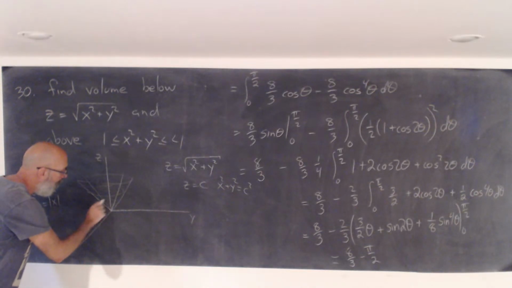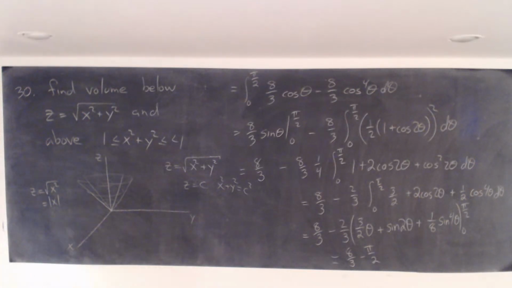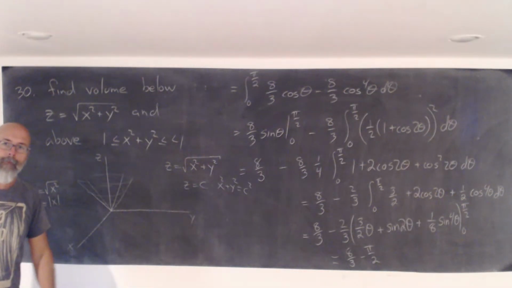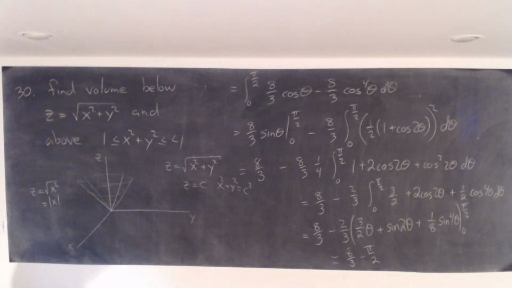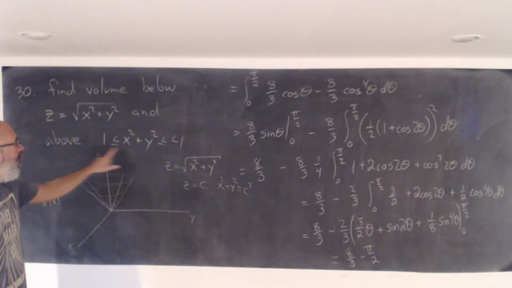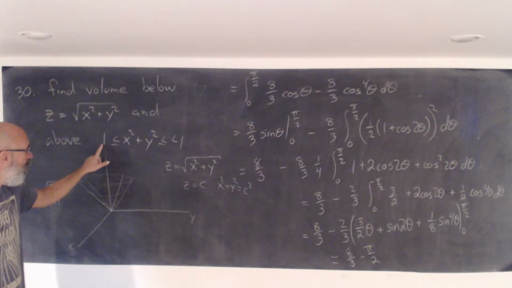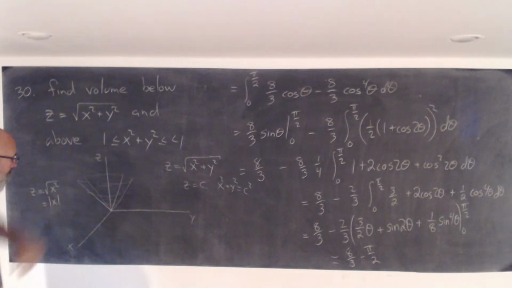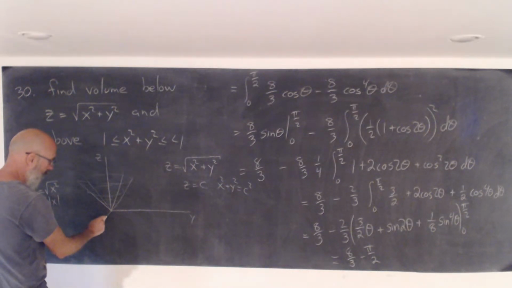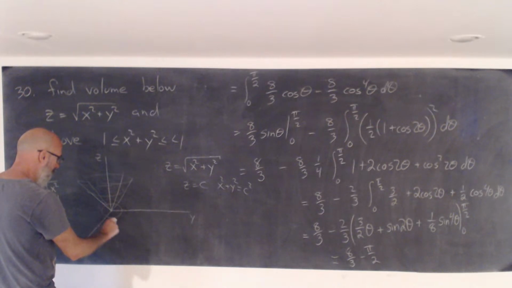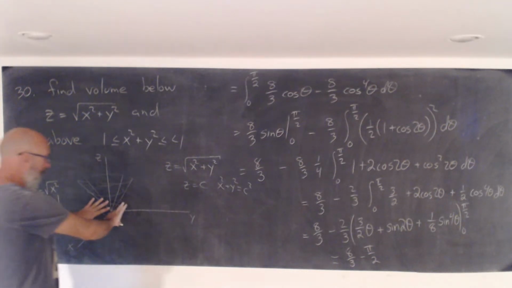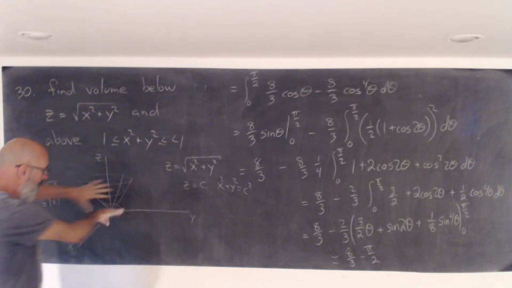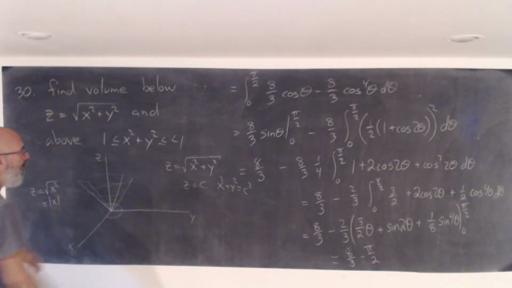You have this cone shape along the z-axis. And then what is this? Well, this is x squared plus y squared bigger than or equal to 1. So you have a circle of radius 1 centered at the origin. And x and y are larger than that, so they live outside of that.